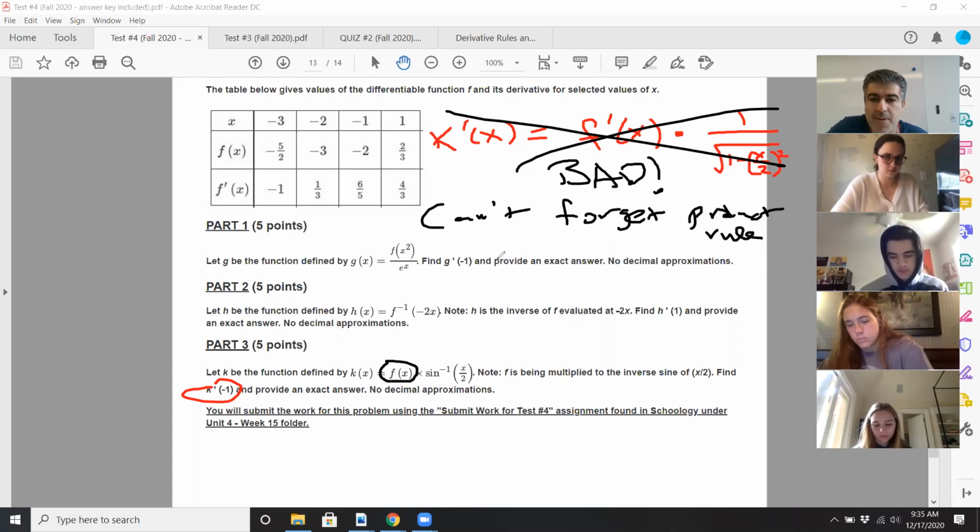I'm not sure what else I could do, but this is an AP style question, so you have to get used to this kind of style here. So can't forget product rule or chain rule. So let me do it correctly now, then I'll wrap things up.